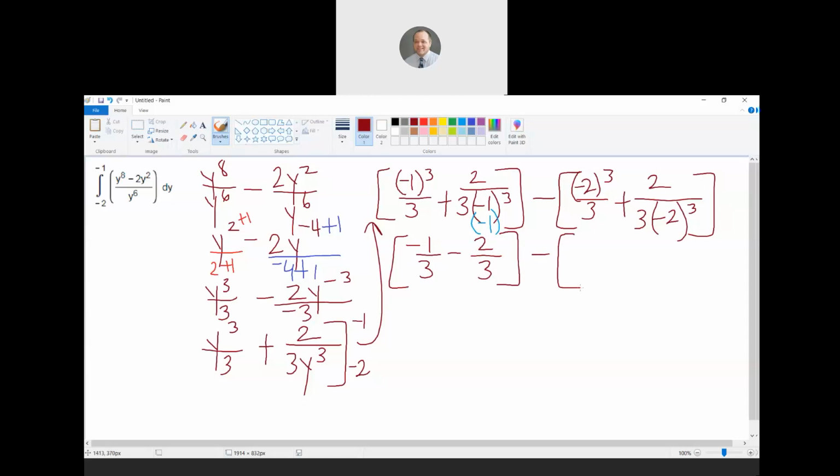Second substitution, -2 cubed is -8. So that gives us -8/3 for the first fraction. And this is -8 also. 3 times -8 is -24. And when we reduce that fraction, we get -1/12.